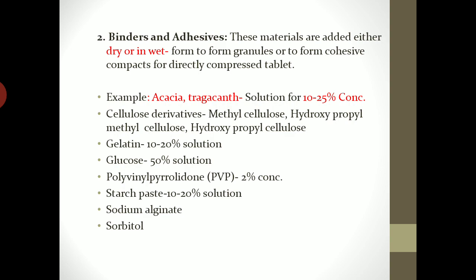Next is gelatin, which is used in the concentration of 10 to 20%, glucose 50% solution, PVP, that is polyvinyl pyrrolidone, as a 2% solution, starch paste between 10 to 20% concentration, sodium alginate and sorbitol. Thus all the sticky materials are used as binders.